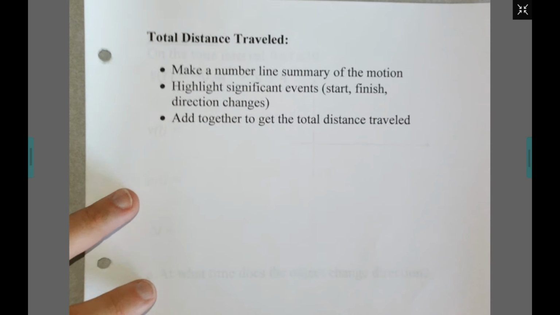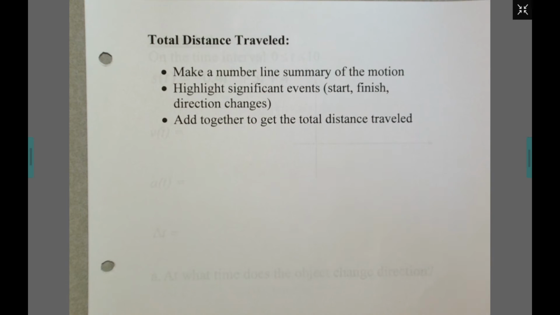And then lastly, total distance traveled. To do that, you want to make your number line summary, and we are just figuring out how far I walked all together. You're adding it all up. So whether it's forward, backwards, whatever, distance is always a positive. I don't care if we're going forwards or backwards. Distance is always a positive, which is also known as a scalar. Remember, vectors are where direction matters. Scalars don't care about direction at all.